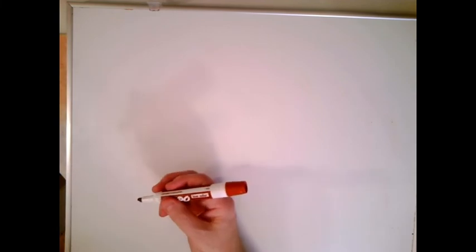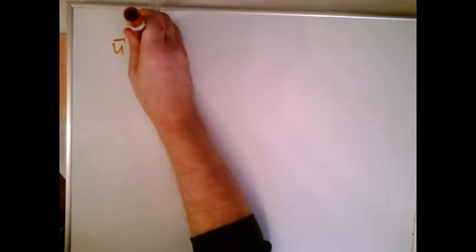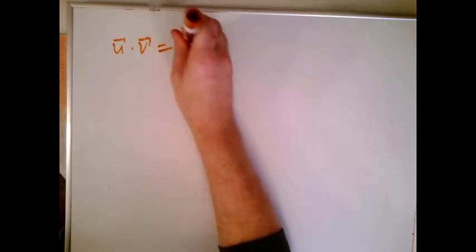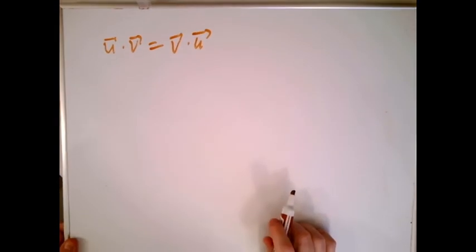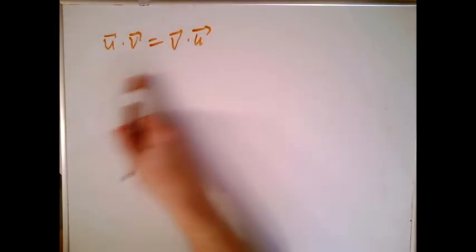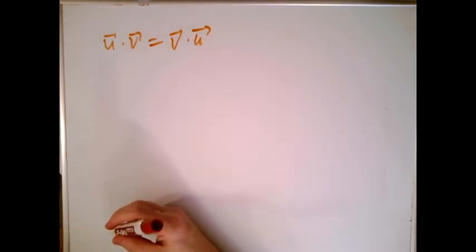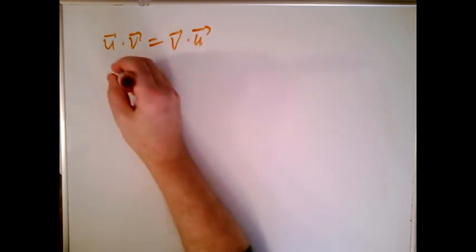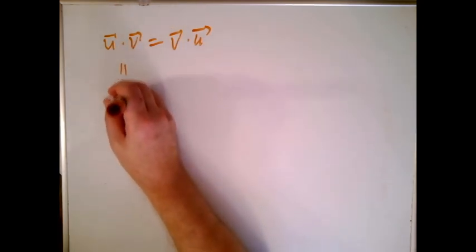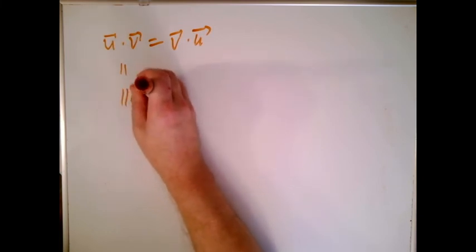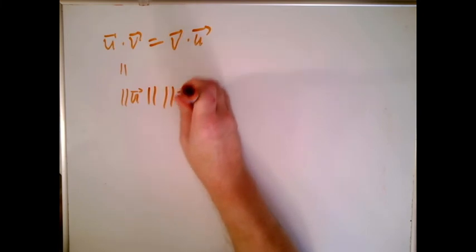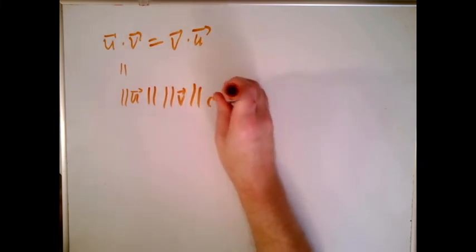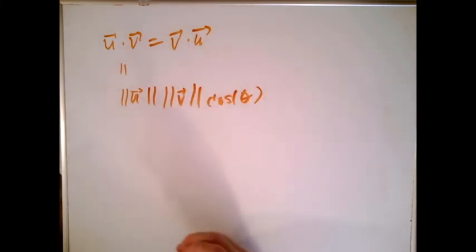The next one says u dot v is equal to v dot u. Now, what you're going to hear a lot is they'll say dot product is commutative. This is what we mean when we say dot product is commutative. It shouldn't mean anything. Let's just write down the left-hand side definition. It should be the length of u times the ordinary multiplication times length of v times the cosine of the smallest angle between them.